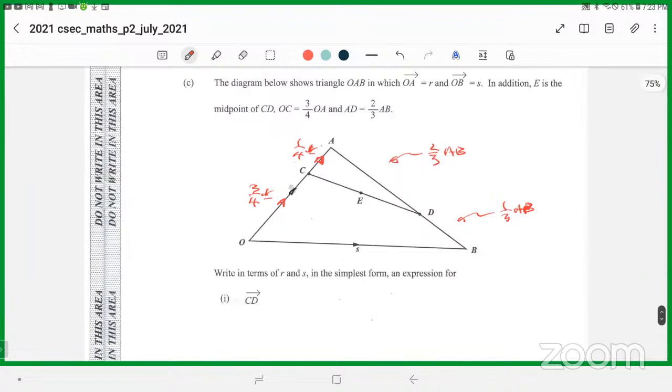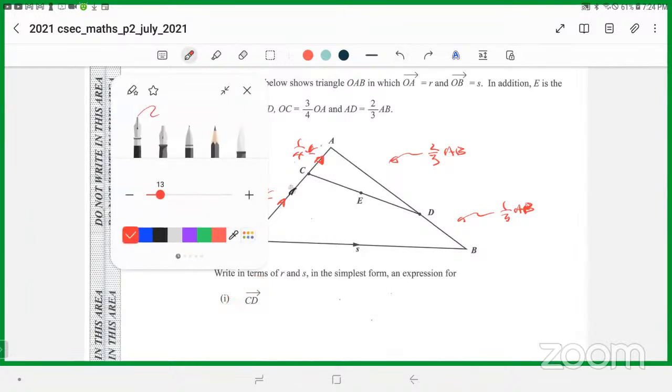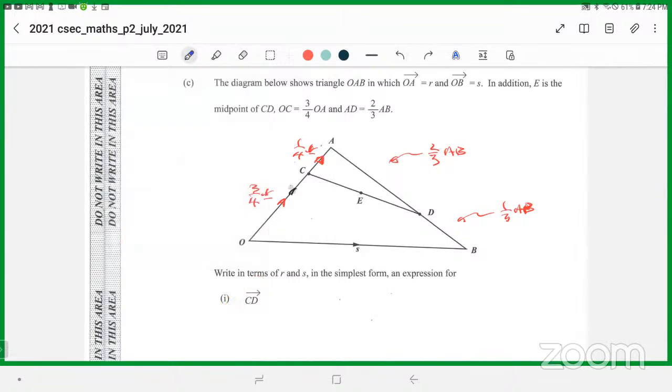All right, let's answer the questions now. The question says, write in terms of R and S, which means R and S must be in the answer. First I want the vector CD, the vector from here to here. To go from C to D, I just need to come up to A and then go from A to D. But remember, AD is 2/3 of AB, and I know the position vector of A and the position vector of B.